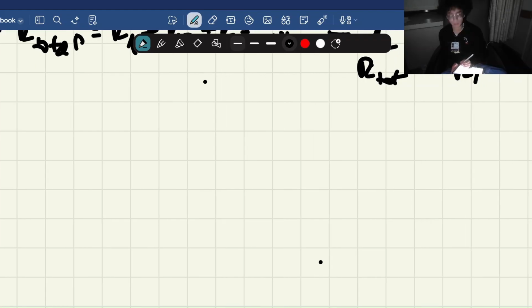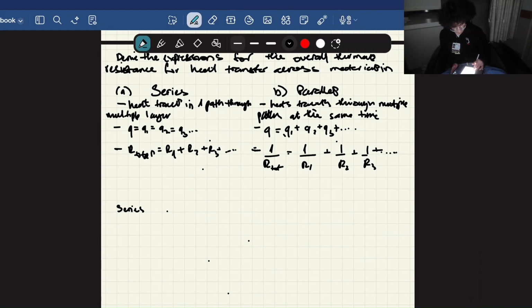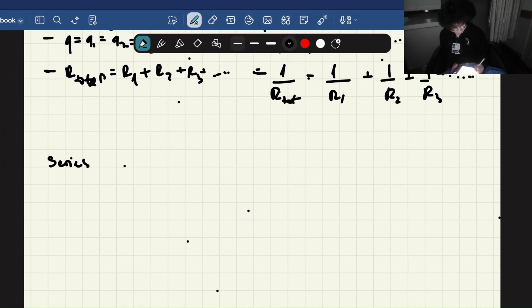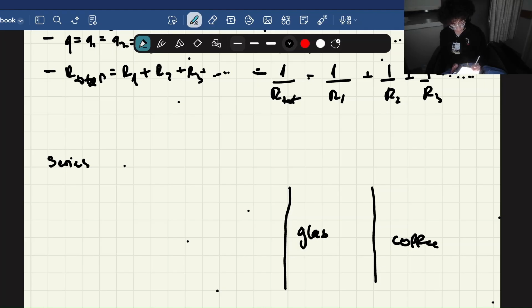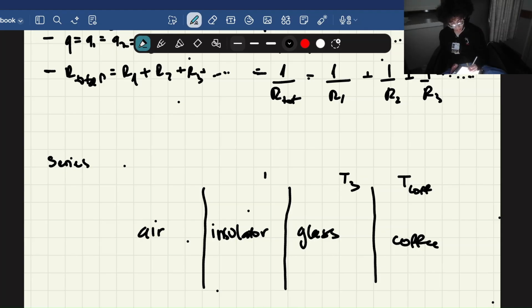Okay, I'm gonna draw from what we did in homework C. It's gonna be a similar scenario where we have 4 different layers. First one is coffee, and then we have glass, and then insulator, and then air. So we can have T coffee, T3, T2, T1, and then T air.